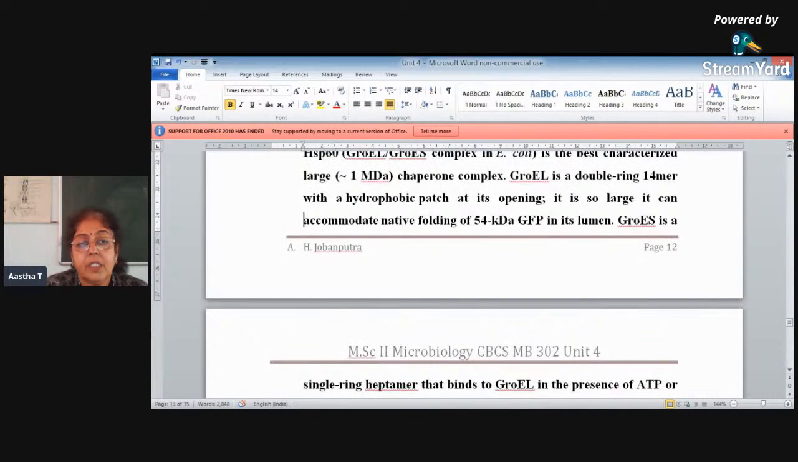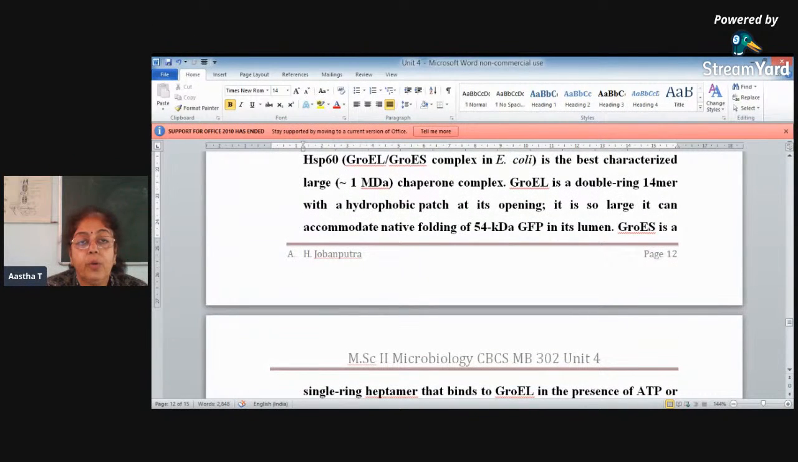Examples of some chaperones: HSP60, known as the GroEL-GroES complex in E. coli. It is a 1 million Dalton chaperone complex. GroEL is a double ring of 14 units containing a hydrophobic patch, so it is called a 14-mer. It is so large that it can accommodate native folding of the 54 kilodalton GFP in its lumen. So it can support the folding of that 54 kilodalton protein.